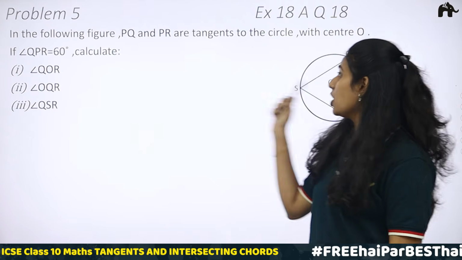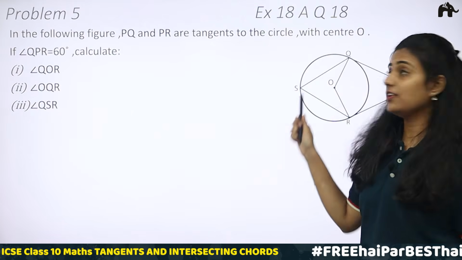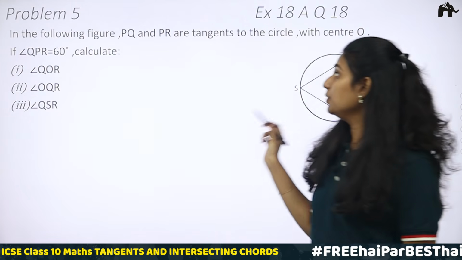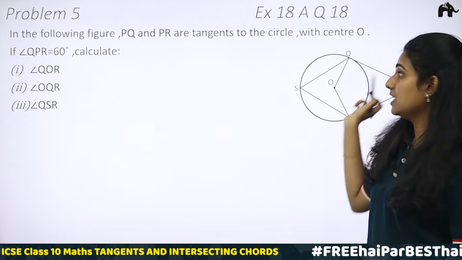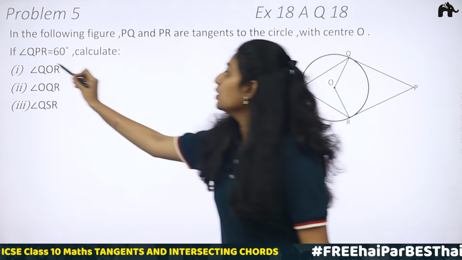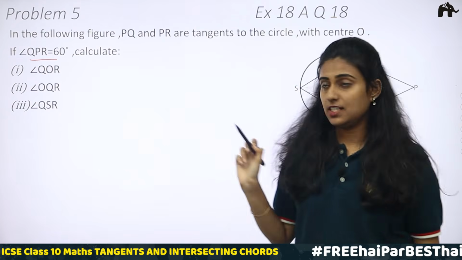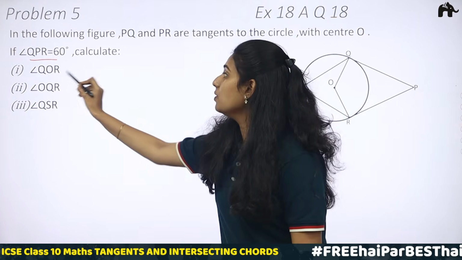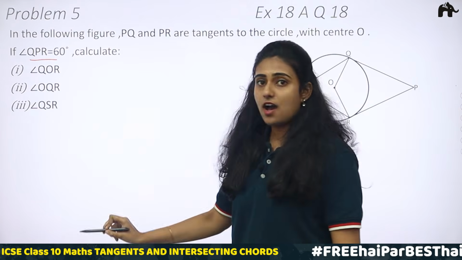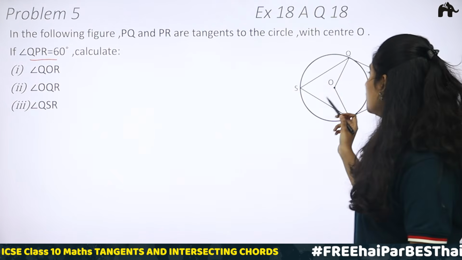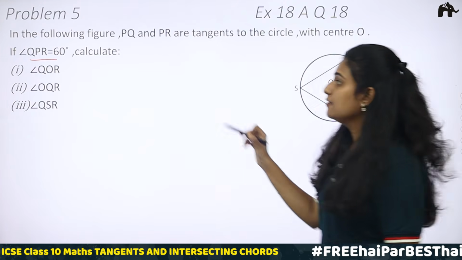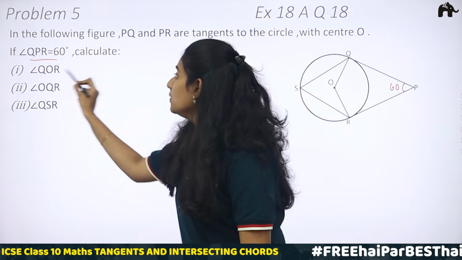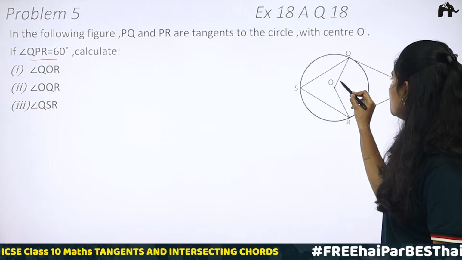Clear? Next, problem number 5, question 18 of exercise 18A. In the following figure, PQ and PR are tangents to the circle with center O. If angle QPR is equal to 60 degrees, calculate QOR, OQR and QSR. QPR is given, which is 60 degrees. Okay, first we have to find QOR, this angle QOR.